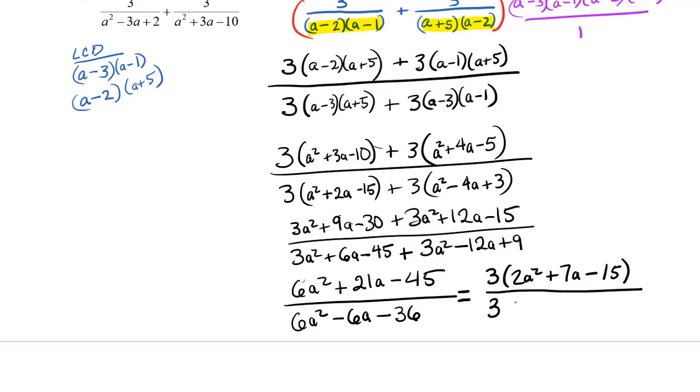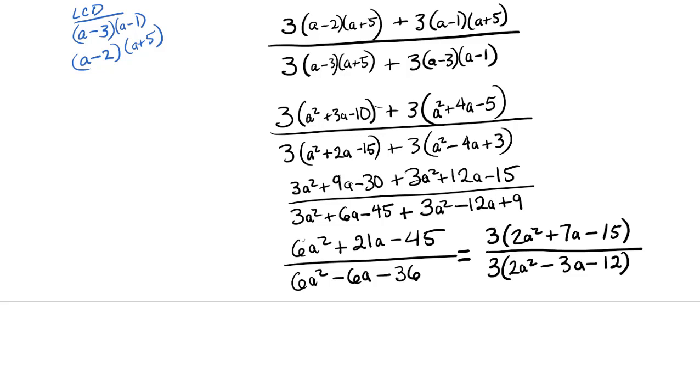all over 3 times the quantity 2a squared minus 3a minus 12. You can try factoring this further, but I can tell you that it doesn't work. So we'll go ahead and just reduce this here. And your final answer, after all that work, is 2a squared plus 7a minus 15 all over 2a squared minus 3a minus 12.